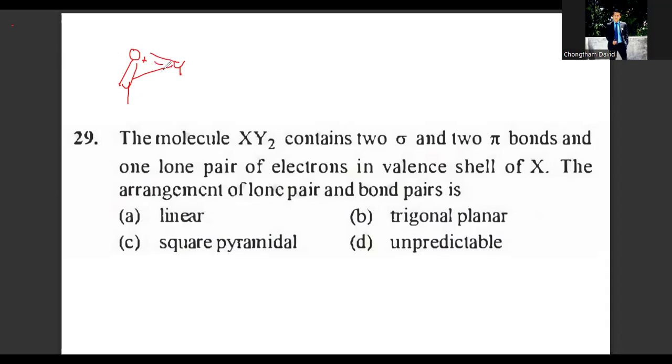Since this XY2 forms two sigma and two pi bonds and has one lone pair of electrons, it must have the structure YXY. So hence this Y is divalent, and the hybridization of X is sp2. So XY2 will be having trigonal planar shape like sulfur dioxide. 29 would be answer B. Moving on to the next question, number 30.